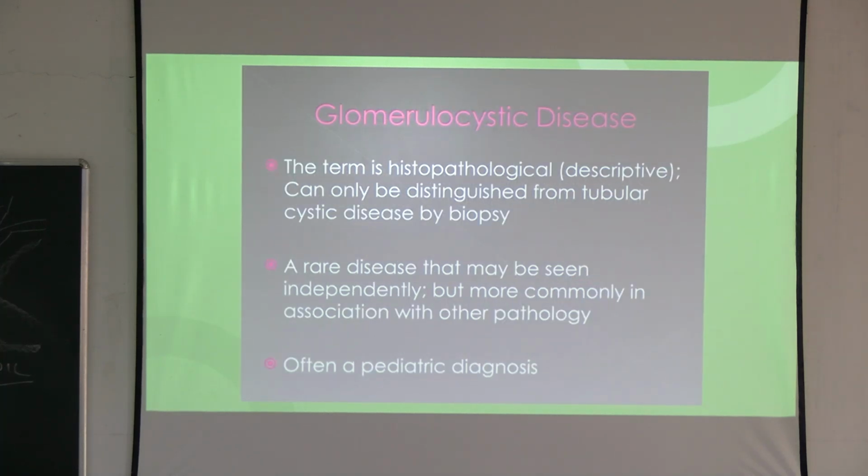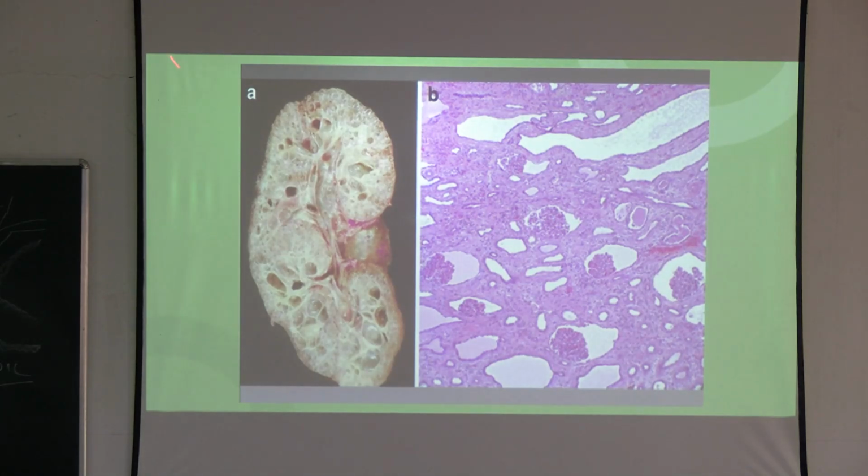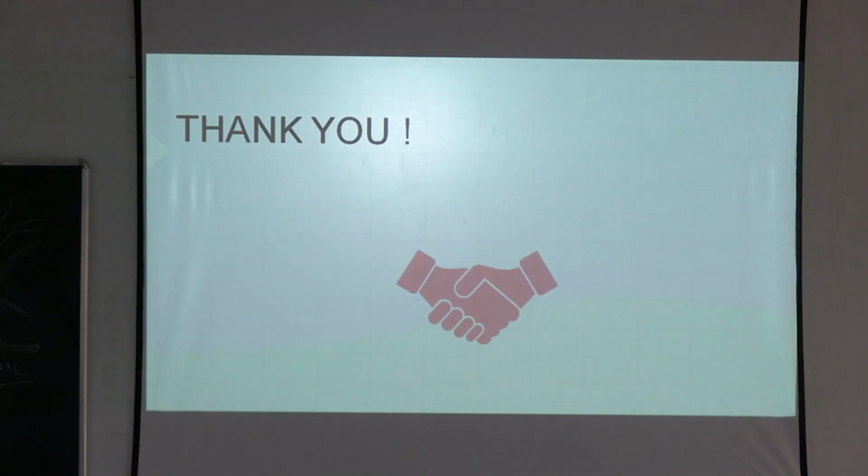গ্লোমেরুলোসিস্টিক ডিজিজ, এই দেখ ছবিটা দেখ, বায়োপসি, গ্রস পিকচার দেখ, মাল্টিপল সিস্ট ইন কর্টেক্স এন্ড মেডালা। আর বায়োপসি কি বলছে? এই যে মাল্টিপল সিস্ট হয়ে গেছে with thin lining and dilatation of the lumen.